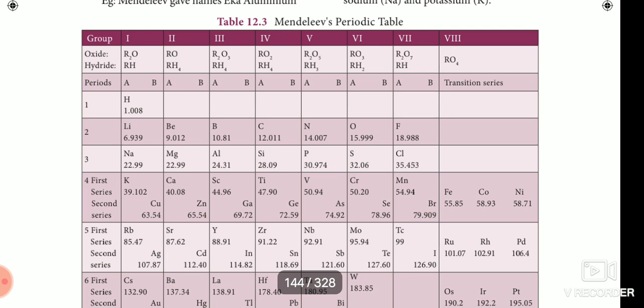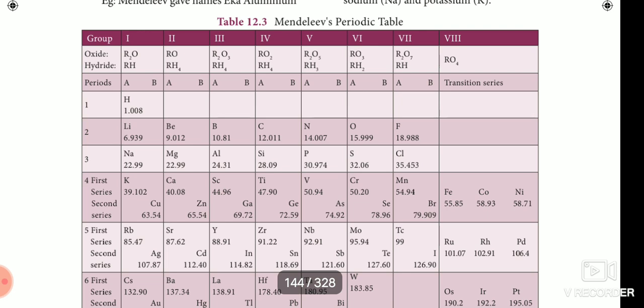Each group has 2 subgroups, A and B. So the first group and second group have A and B, because A reacts with the element's oxide and hydrogen. So each group has 2 subgroups, A and B. All the elements present in a group have similar properties. So the elements of similar property were placed in the same group.